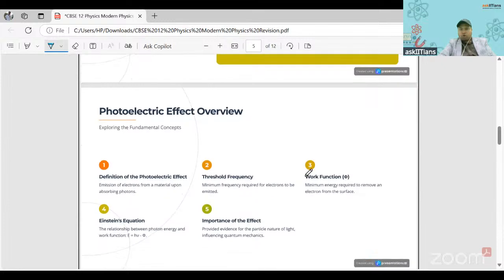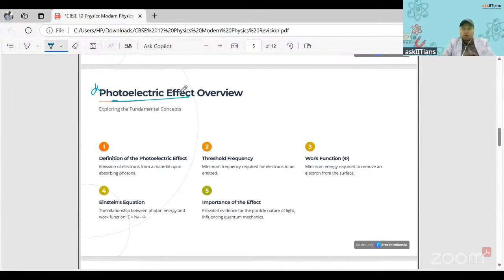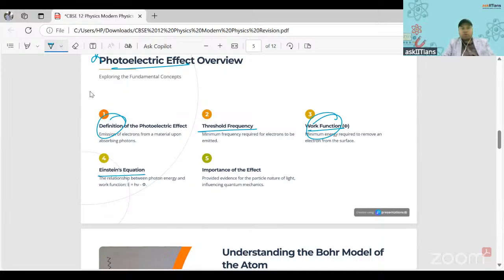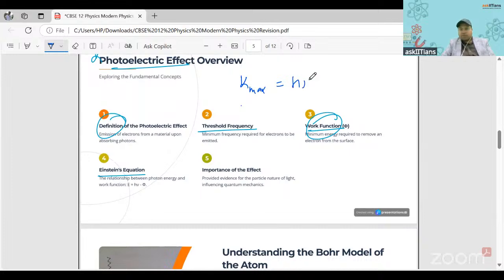So you see, I have already written here the photoelectric effect. This is the important topic we have. In that, we have the definition part, like what is the photoelectric effect, the threshold frequency concept, the work function, and Einstein's equation. Can anyone tell me Einstein's equation? What is Einstein's photoelectric equation? What does it relate? The maximum kinetic energy is equal to what? The energy of the incident radiation minus the work function. So this is Einstein's photoelectric equation, very important. Right, good, Jasim.